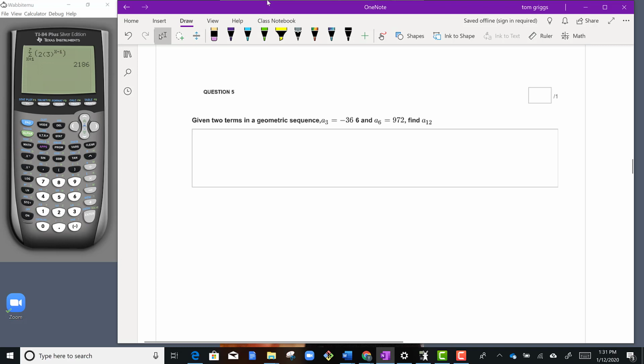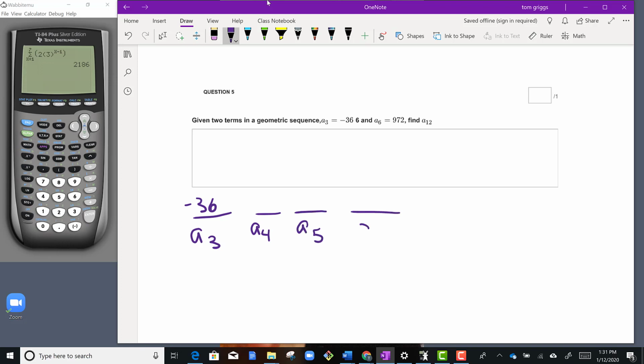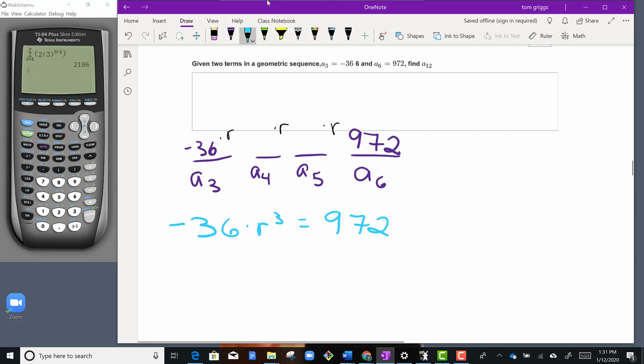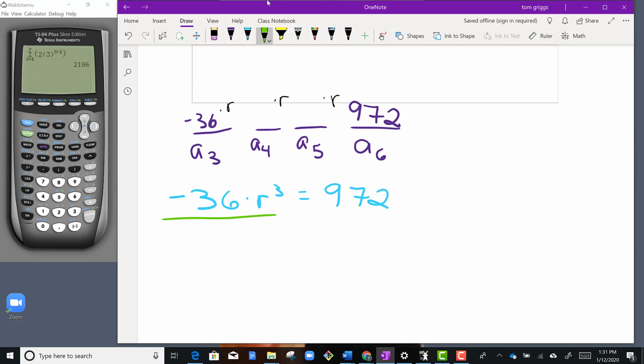And then finally question number 5, we'll do this one. It gives you 2 terms in a geometric sequence, so it gives you a sub 3. It does not give you the 4th term, does not give you the 5th term, but it does give you the 6th term, 972. So this is really similar to the first problem we worked out. We're just multiplying each empty blank by r. There's 2 empty blanks, which means there's going to be 3 r's. So there's the setup. The first number times r to the 3rd equals the last number.